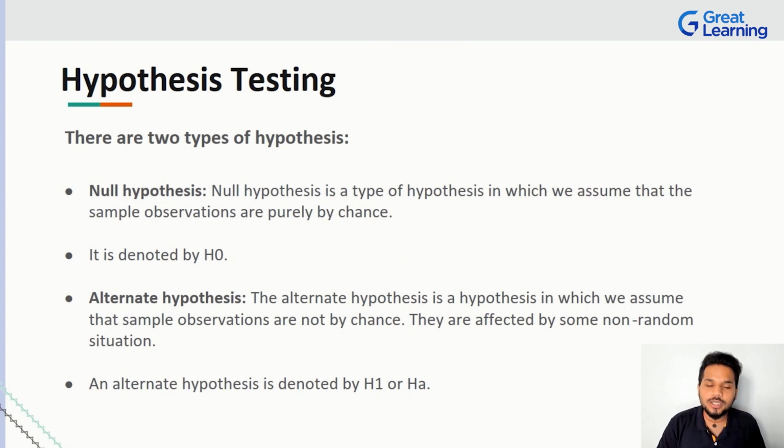So we have two concepts: the null hypothesis and the alternate hypothesis. The null hypothesis is the observation that happens completely by chance. Someone might have said, hey, I can see Pluto there, Pluto is also part of the solar system, so let's consider Pluto to be a planet. That is a null hypothesis, which can be denoted as H0.